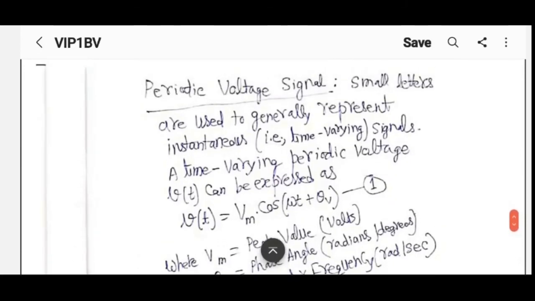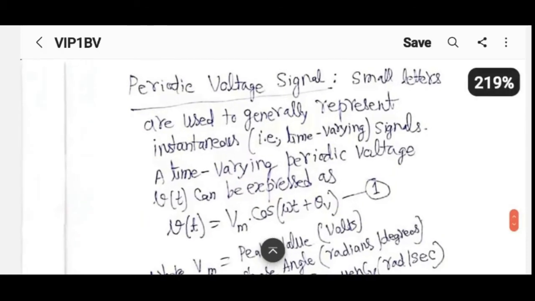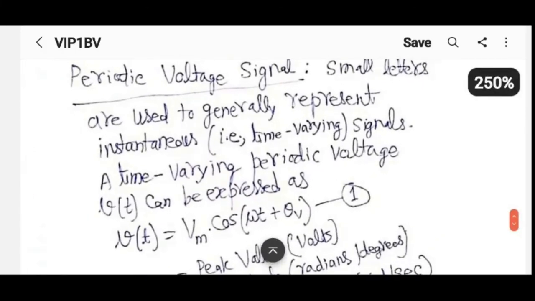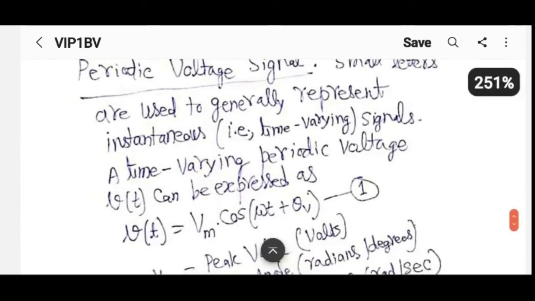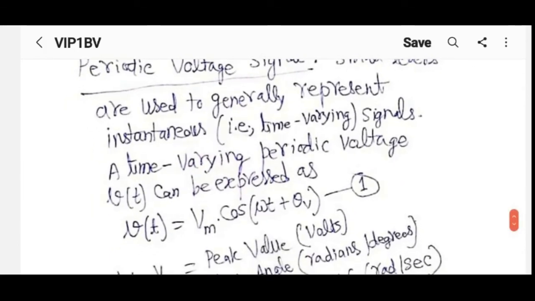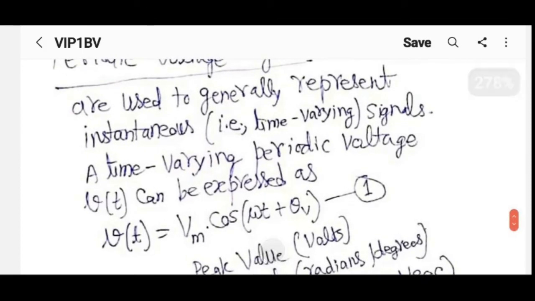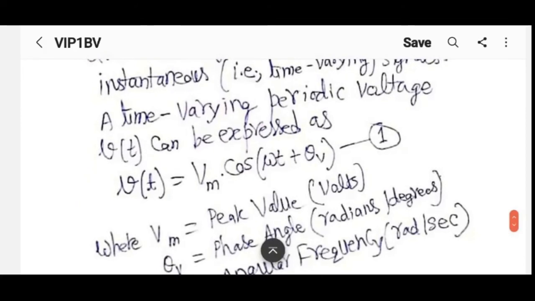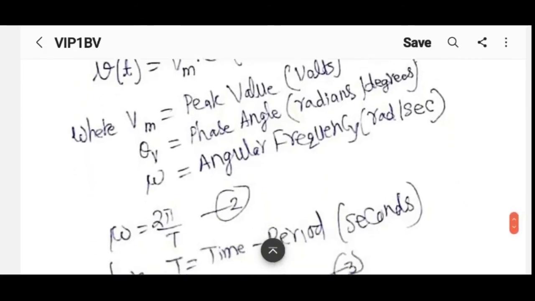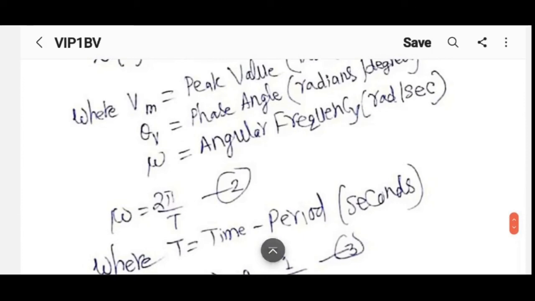A typical voltage signal, which is periodic, is written by the generic equation Vm cos(omega t plus theta v). Omega is the angular frequency in radians per second, theta v is the phase angle of the signal, Vm is the peak value, and so on. I typically use small v for instantaneous values and capital letters for peak value or RMS value or even average value. Okay, and omega is 2 pi f, you know all that. Omega is also 2 pi divided by capital T, where T is the time period.